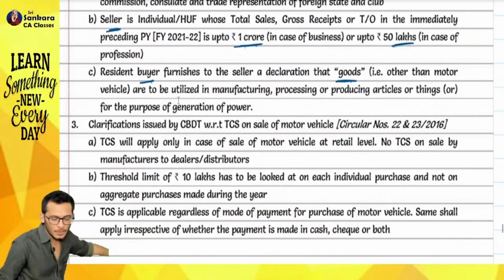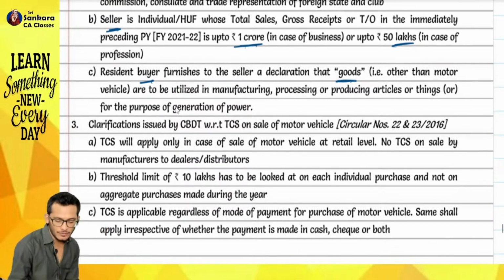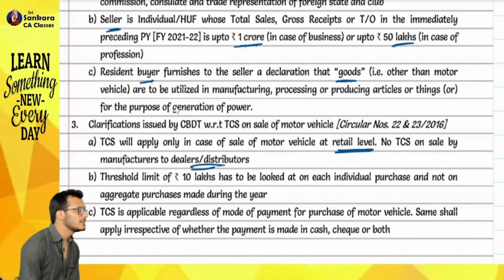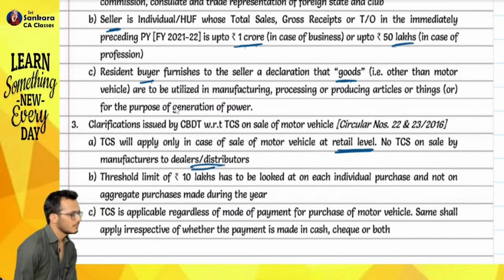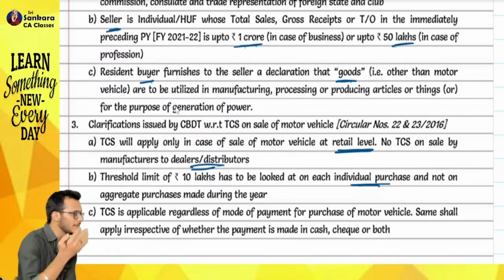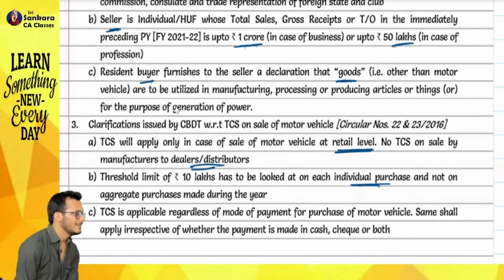Last item: when it comes to motor vehicles beyond 10 lakh rupees, TCS will apply in case of a motor vehicle only at retail level. It will not apply at dealer distribution. Meaning you should be the final consumer. If it is a dealer, 194Q will apply. Next, the threshold limit of 10 lakhs has to be looked at for individual purchases and not for all products together. Last, TCS will apply whether you make the payment in cash, kind, anything. As long as you collect a motor vehicle from me worth more than 10 lakh rupees, I will collect TCS.